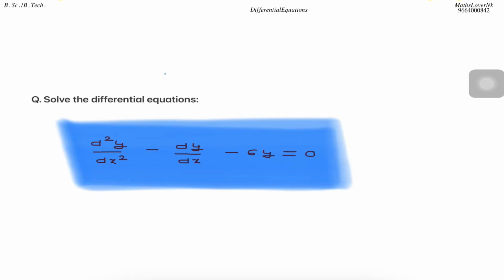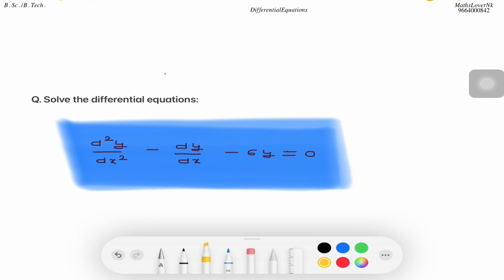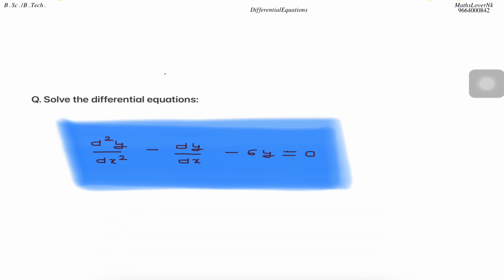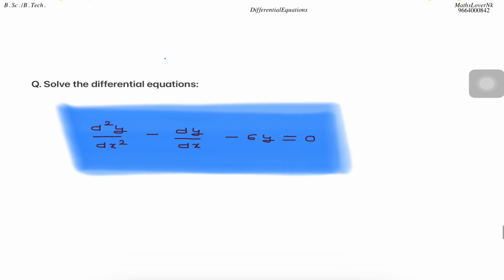In today's lecture, we are solving a question related to differential equations that is asked in different universities. Solve the differential equation d square y upon dx square minus dy by dx minus 6y is equal to 0. Then we get the solution.